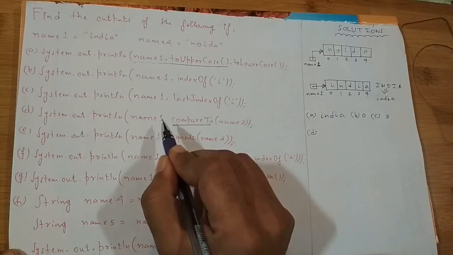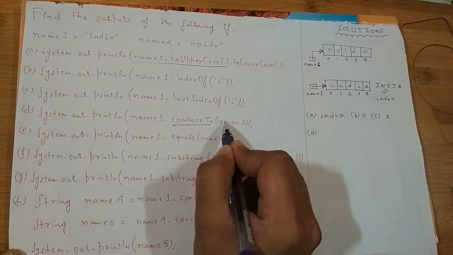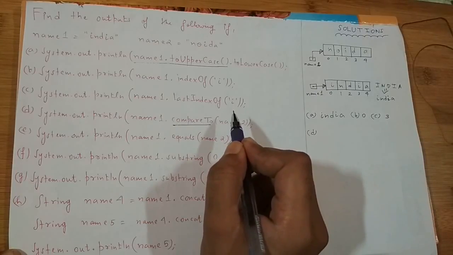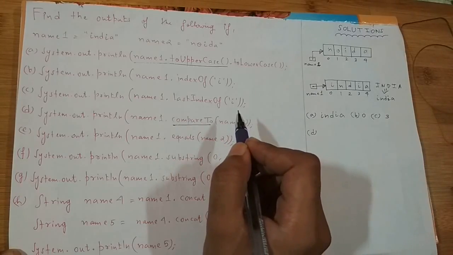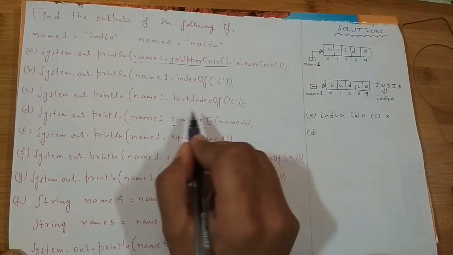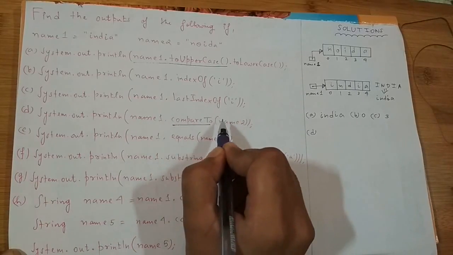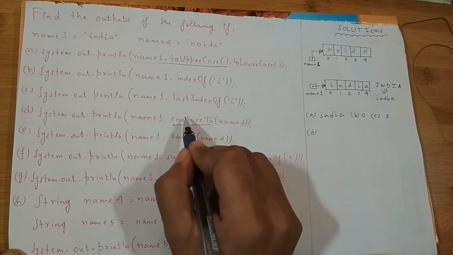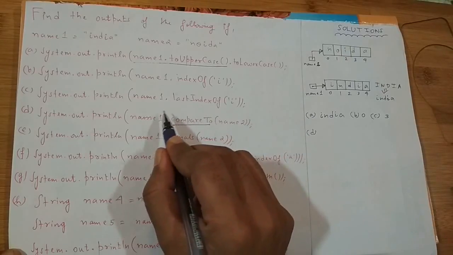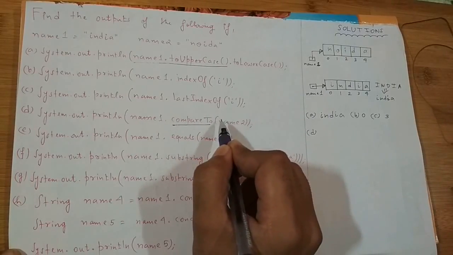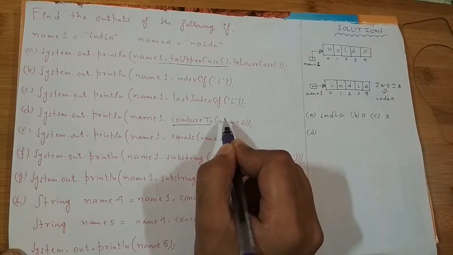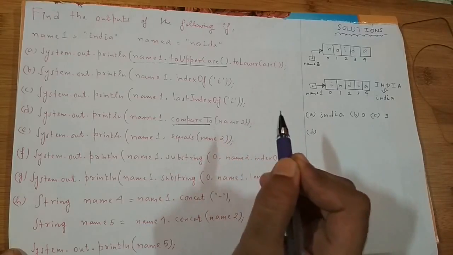So name1.compareTo(name2) will give me an integer value. Looking at that integer value, I'll be able to determine whether name1 should come before name2 in dictionary order or vice versa, or even if name1 and name2 are two strings which are exactly the same. So how does it work?